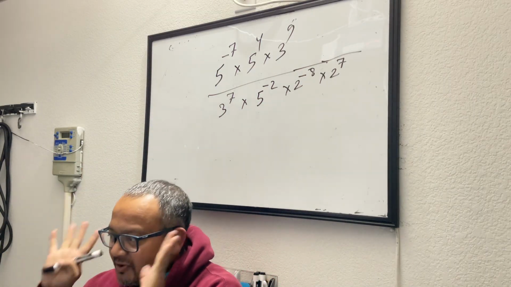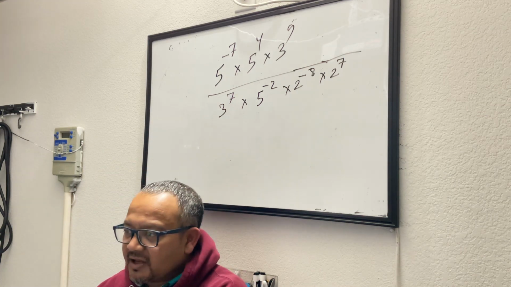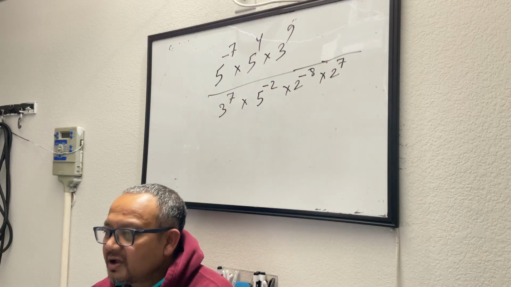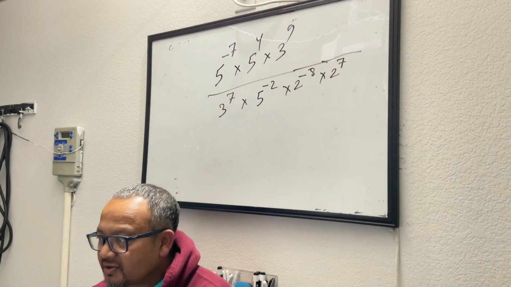So everybody is clear what we're trying to do, right? I'm asking you to simplify this, applying our understanding of the negative exponents and the exponent rules that we have learned so far.